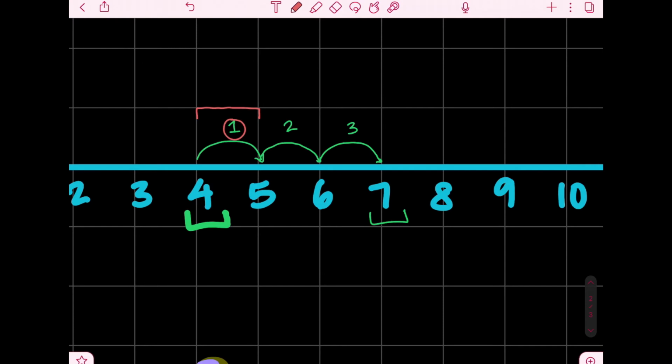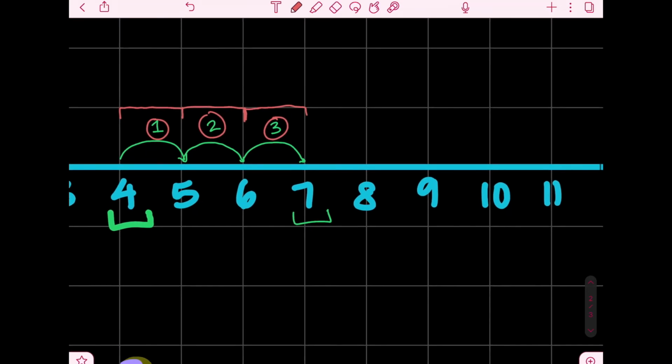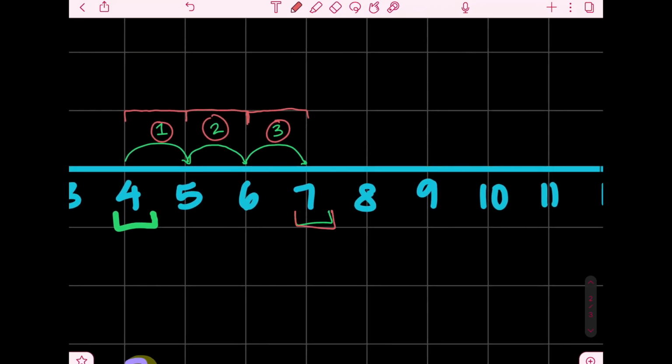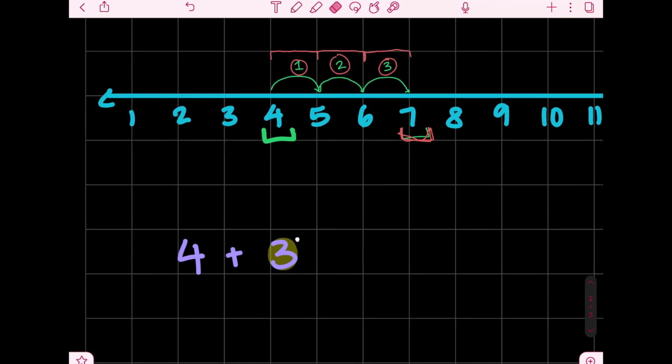The space between 5 to 6, this box is another 1, which makes 2. And the space between 6 to 7 is our final box, which makes 3. And then after we add 3, we end up over here at our value of 7, which means that we have just solved our problem and that 4 plus 3 is equal to 7.